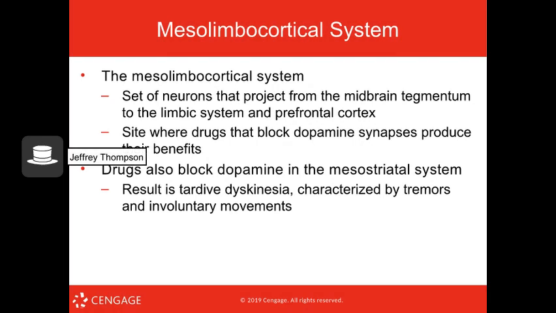So let's talk about the mesolimbocortical system. That is a hard word to say when you are tired. Mesolimbocortical system. It is a set of neurons that project from your midbrain tegmentum to the limbic system and your prefrontal cortex. This is where the drugs are blocking the dopamine synapses that produce these benefits that treat schizophrenia. Now, drugs will also block dopamine in the mesostriatal system, which results in what's called tardive dyskinesia.